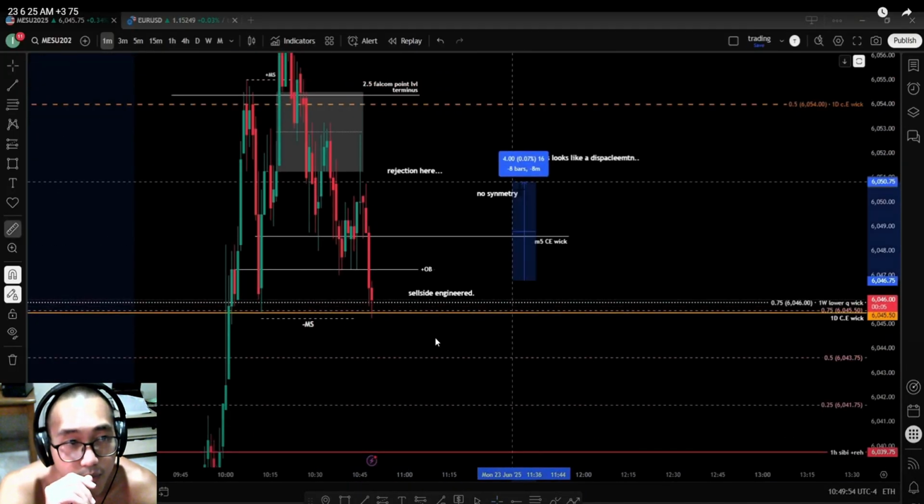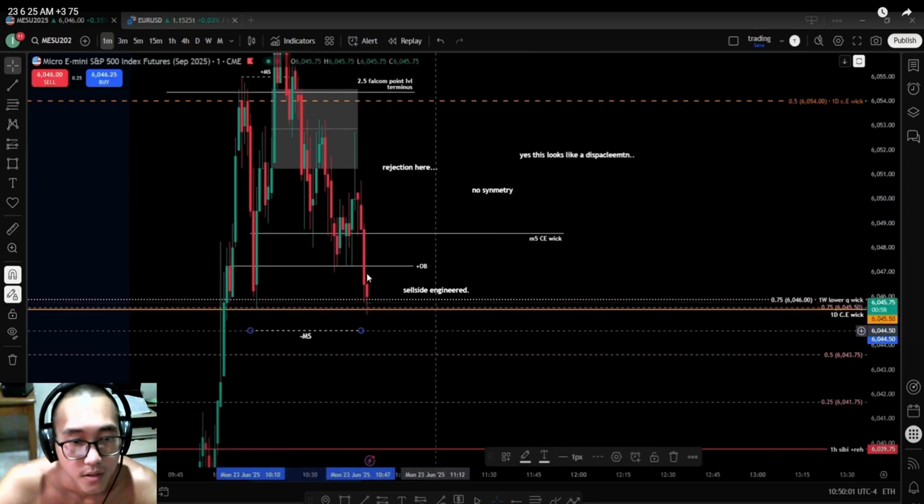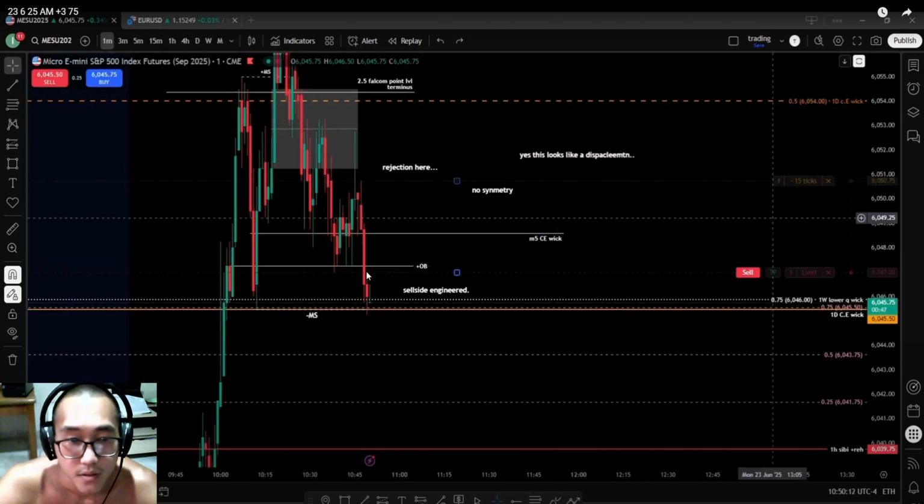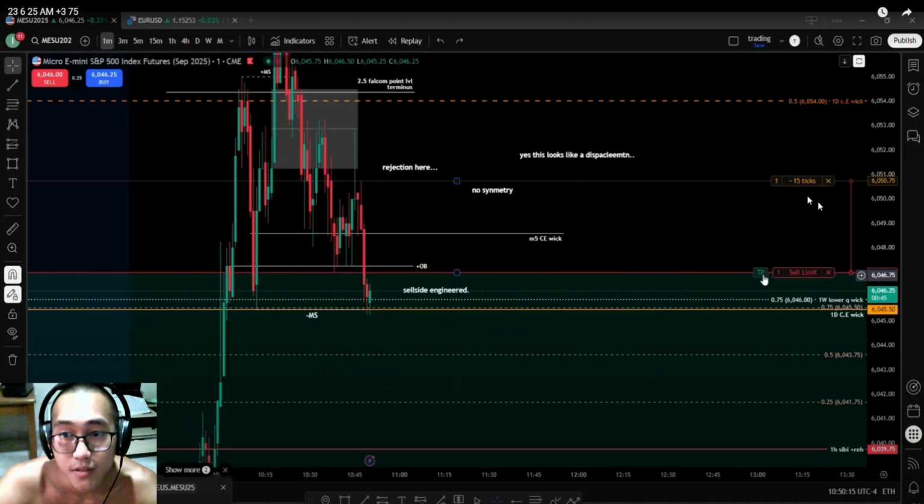So right now we have a displacement to the downside. Market strategy finally trade through the order block. Okay, so I decided to take this trade. Stop loss, pretty small. Why? Because this is a displacement. You find it displaced at an area that showed support.